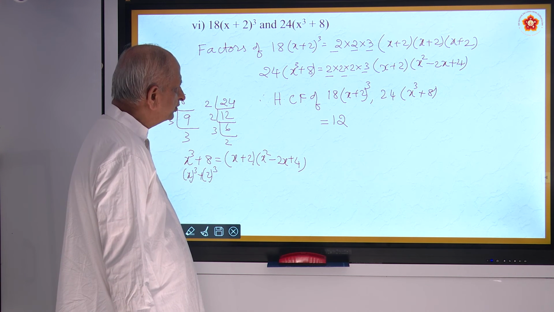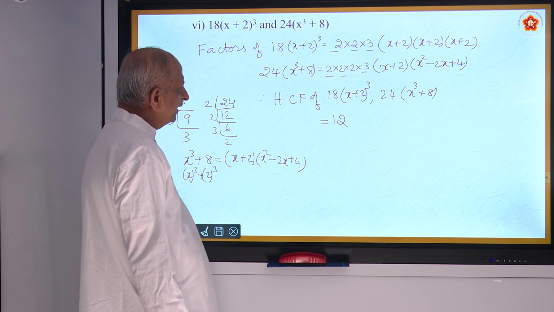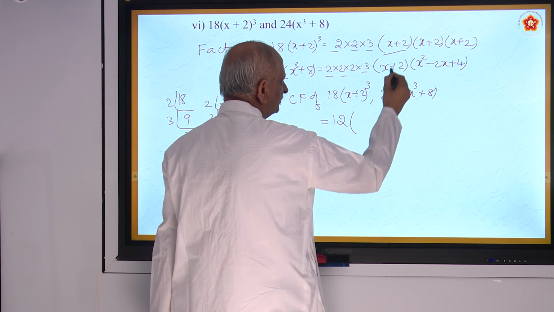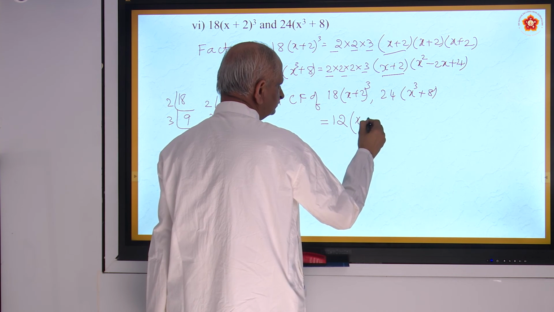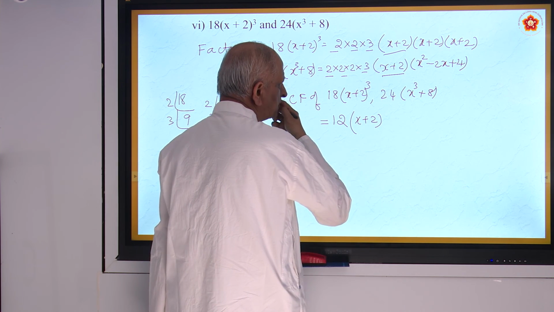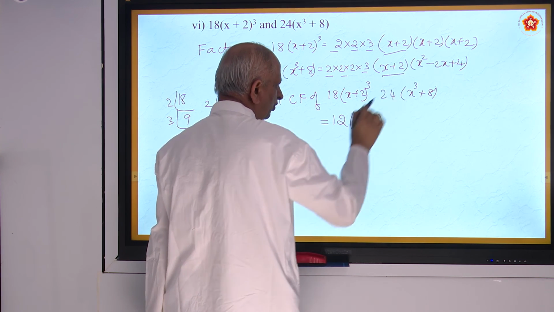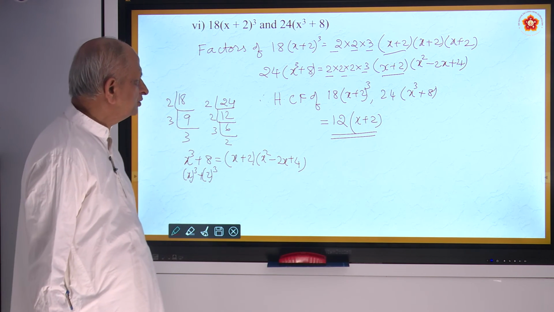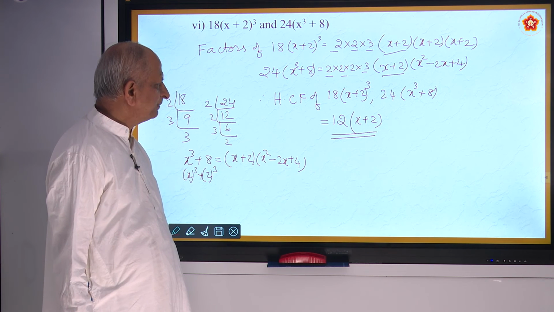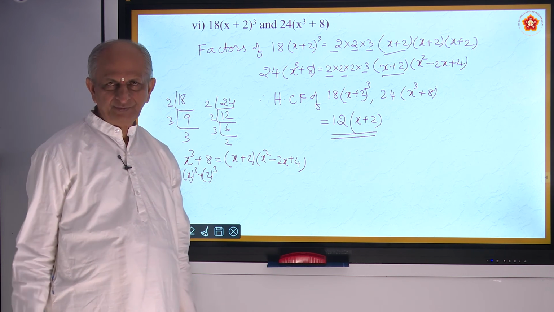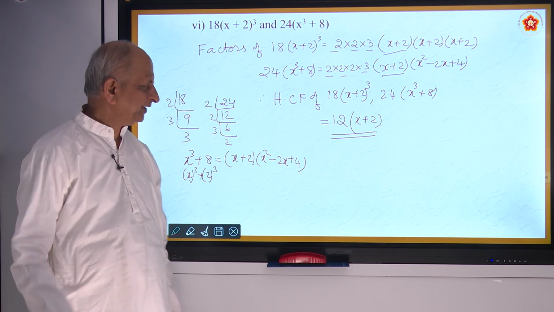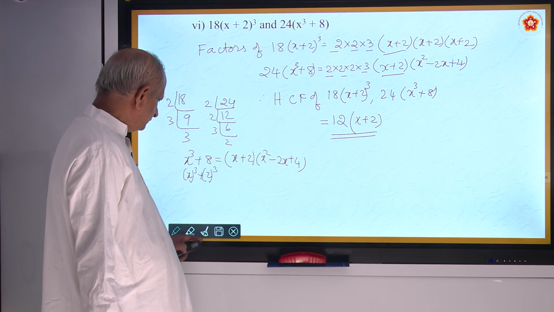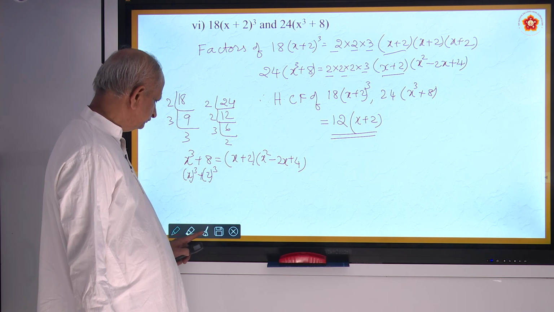2 2s are 4, 4 3s are 12. And then what else? x plus 2 is common. And then any other things? No. So this is the answer. 12 into x plus 2 is the HCF, the highest common factor. Okay? Noted?